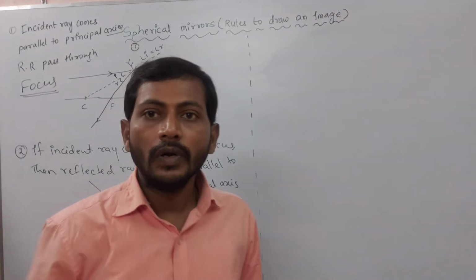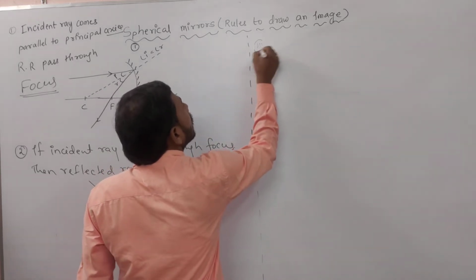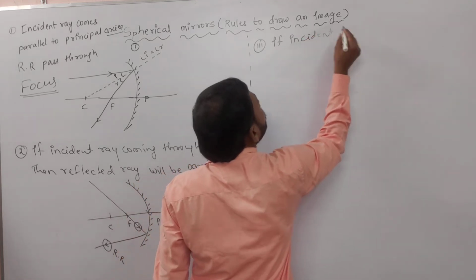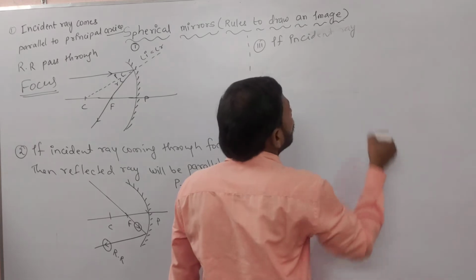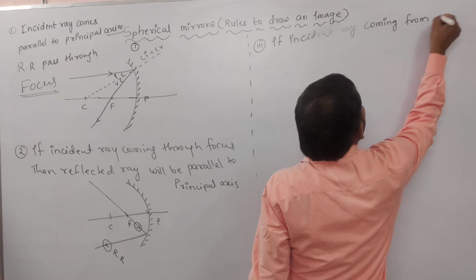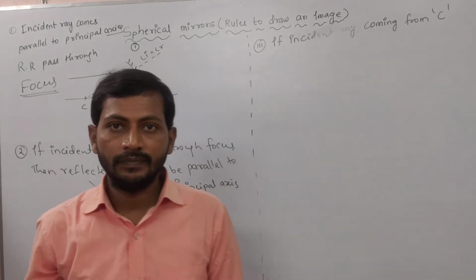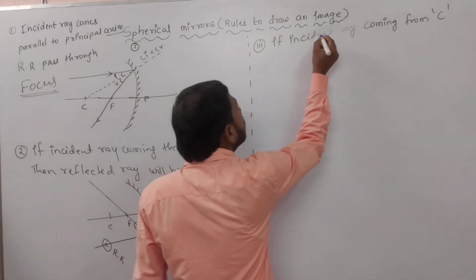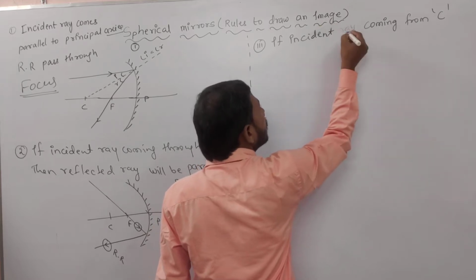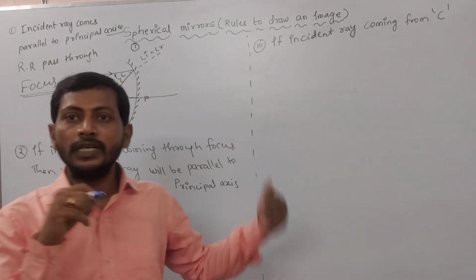Okay, the third rule is, I am going to take: if the incident ray is coming from C. What is meant by C? Center of curvature. Very easy to understand. Maybe you will wonder why he has taken it from the center of curvature. After the explanation, you will easily get the concept of why I have taken it through the center.